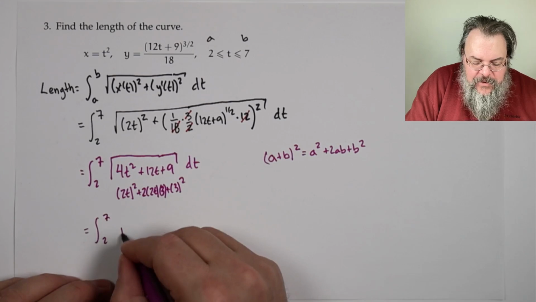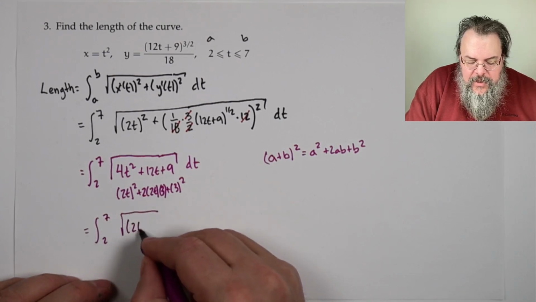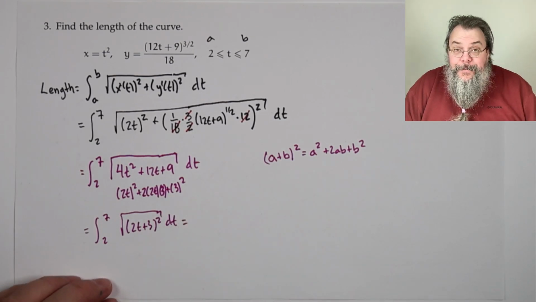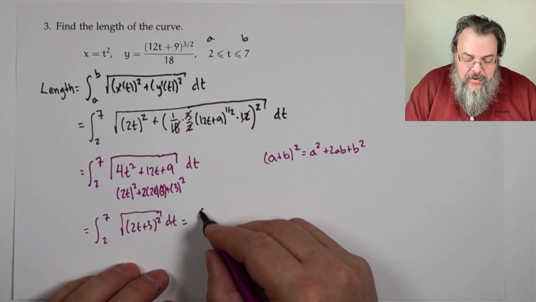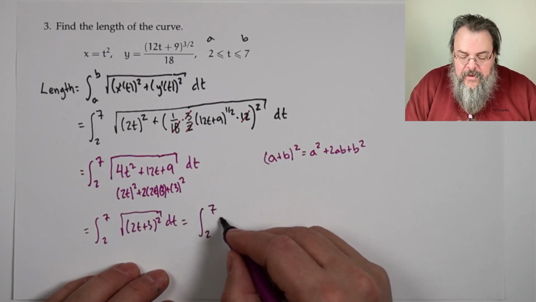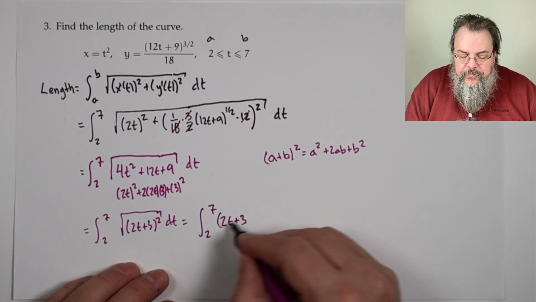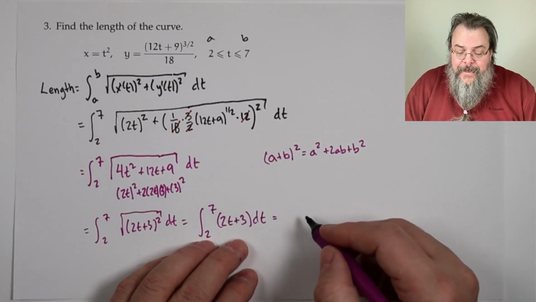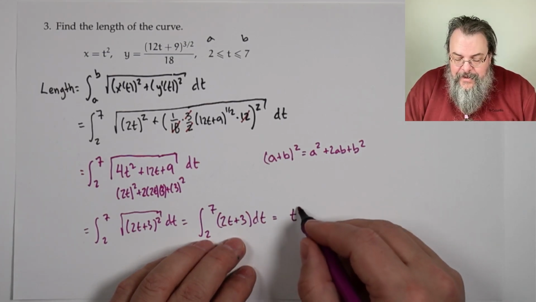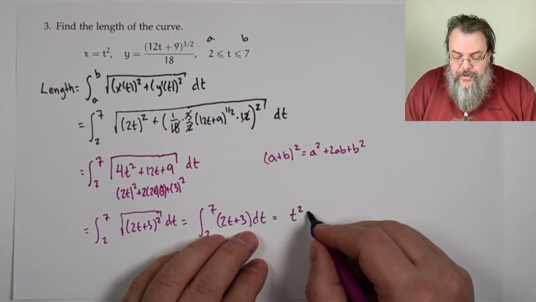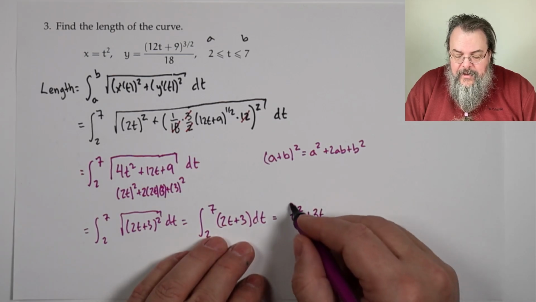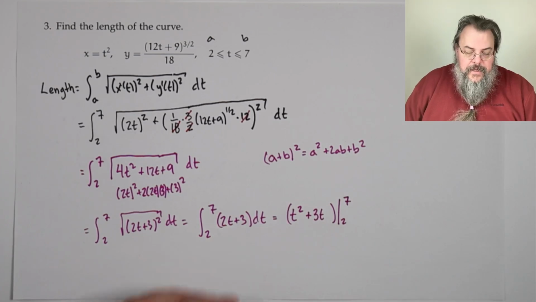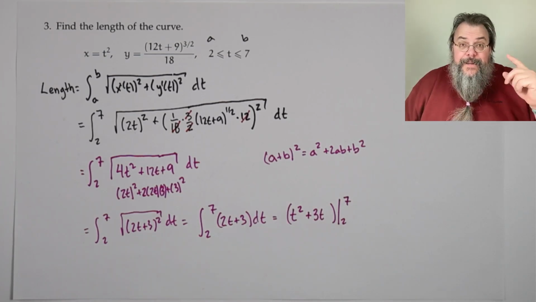So to be clear, we have the square root of (2t + 3) quantity squared. Say that we can work with. So this becomes the integral from 2 to 7 of 2t + 3. And now, what's the integral of 2t? t squared. What's the integral of 3? 3t. And we now need to evaluate from 2 to 7. Well, got to plug in. Don't forget to plug in both.